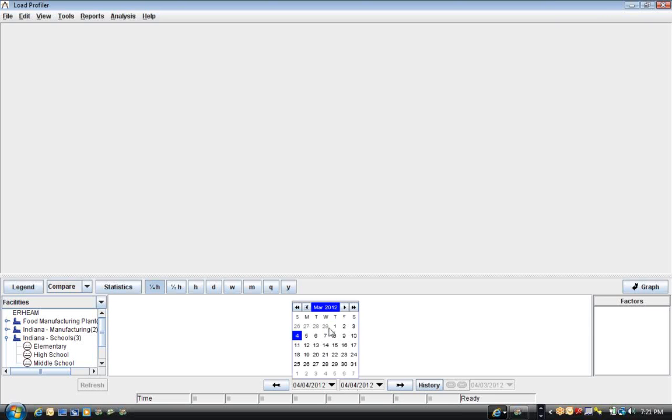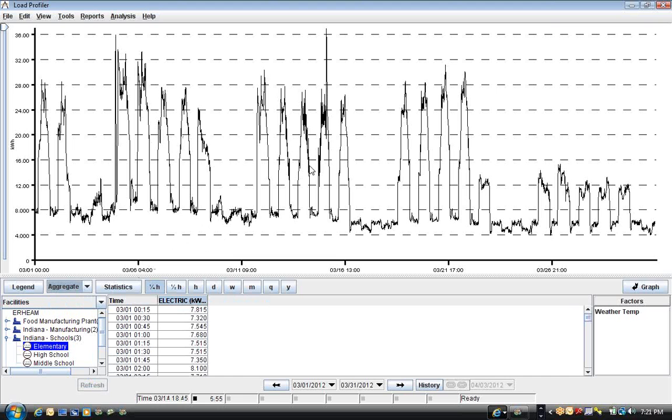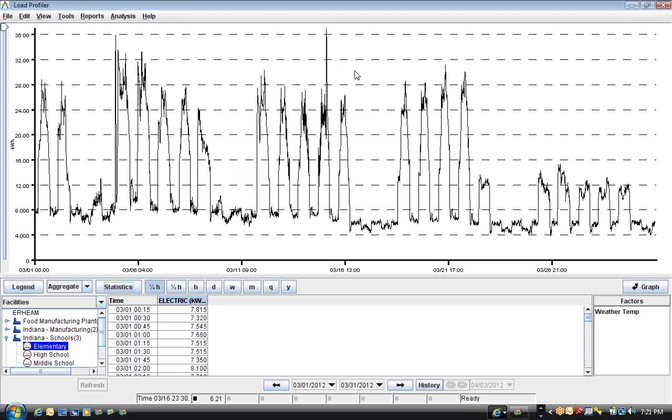So what I would do is normally just go back the month prior and pull up some information, and look at different accounts or different meters depending on who I was meeting with. In this case, I'm going to pull up the elementary school, and I quickly pull up that Load Profiler. And analyzing this, I can see that this is an elementary school that had a peak load of 147 kilowatts on March 15th at 2:30 p.m. They also had a load factor of 31.87%. It shows me it's a pretty peaky facility.